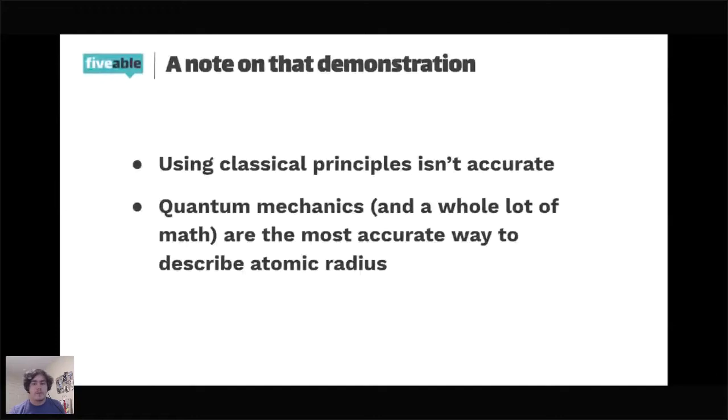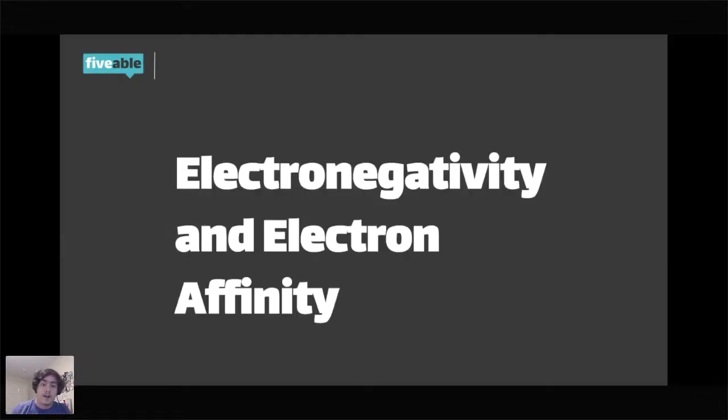So what this is saying is what I just described, the classical principles are not accurate. Quantum mechanics and a lot of math are the most accurate way to describe the atomic radius. And even if you do try to describe the atomic radius with simple math, you can only describe it exactly with hydrogen, just because anything past the 1 proton 1 electron case is too complicated. So now electronegativity, and electron affinity is next.